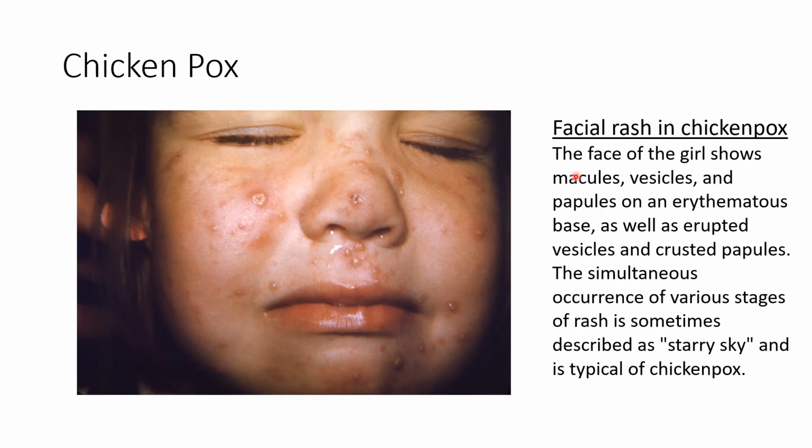Facial rash in chickenpox. The face of the girl shows macules. Macules are flat lesions, vesicles, and papules. Papules are raised skin lesions on an erythematous base, as well as erupted vesicles and crusted papules. The simultaneous occurrence of various stages of rash is sometimes described as starry sky and is typical of chickenpox.